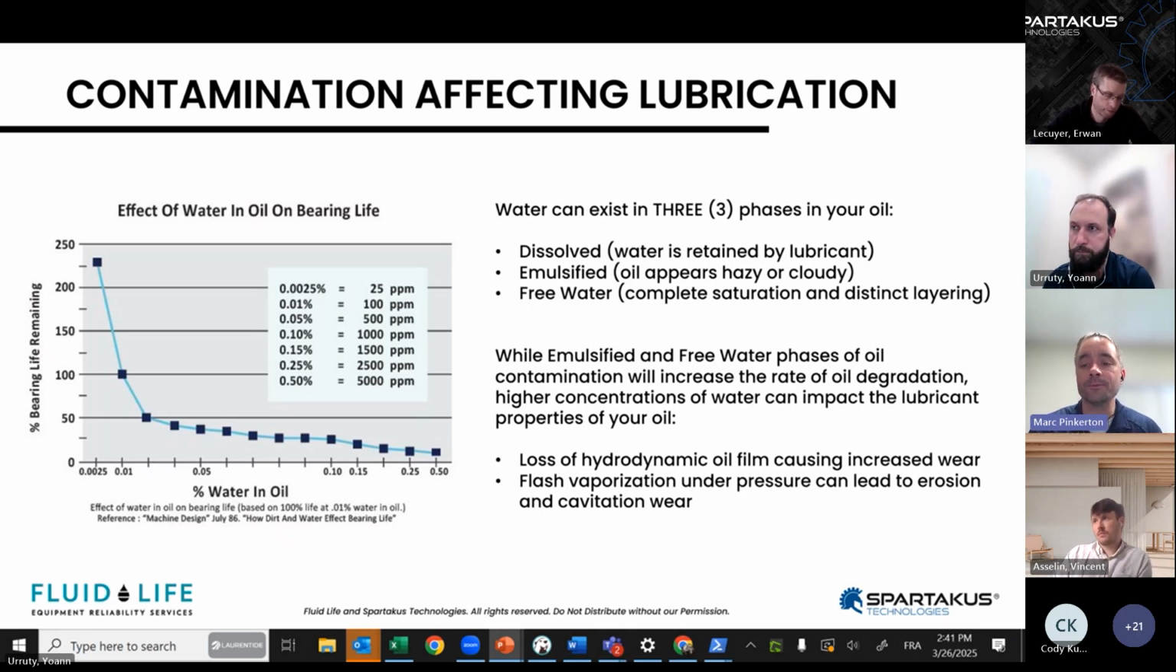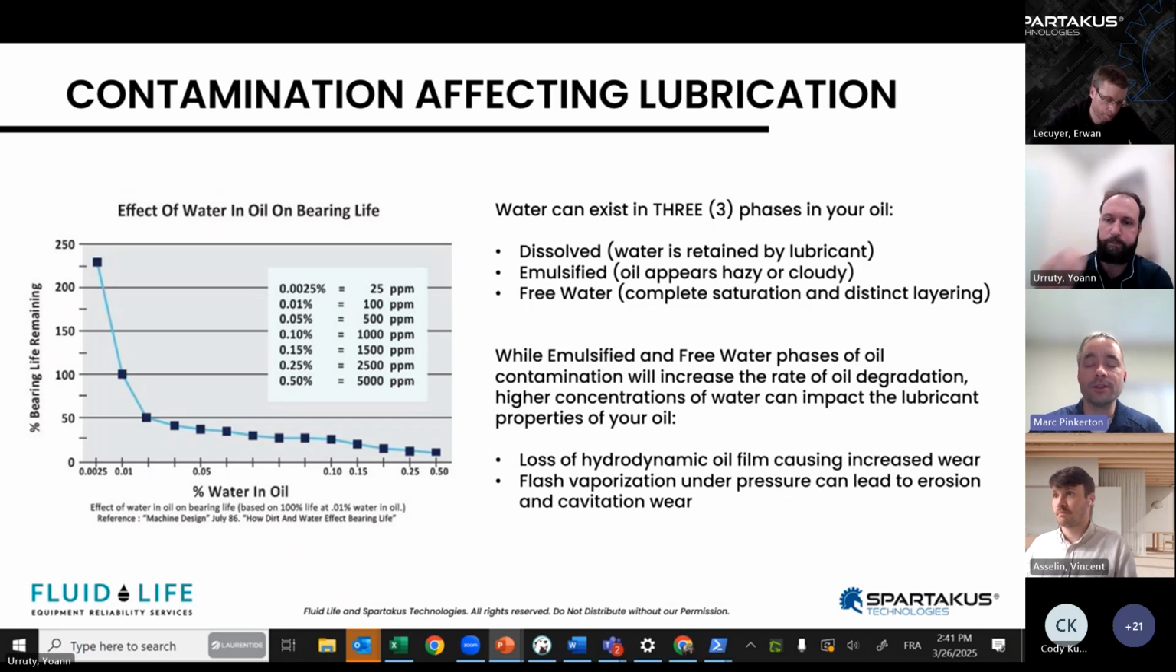And then once you hit the free water range where the oil is completely saturated, you can actually start to see separation and layering of water and oil. At that point, you're more susceptible to a loss of overall lubrication. So if I have free water droplets, they could get in between my gear teeth as opposed to straight oil. And even water, exposed to immediate extreme pressure, can vaporize, and that can lead to cavitation and abnormal wear as well.